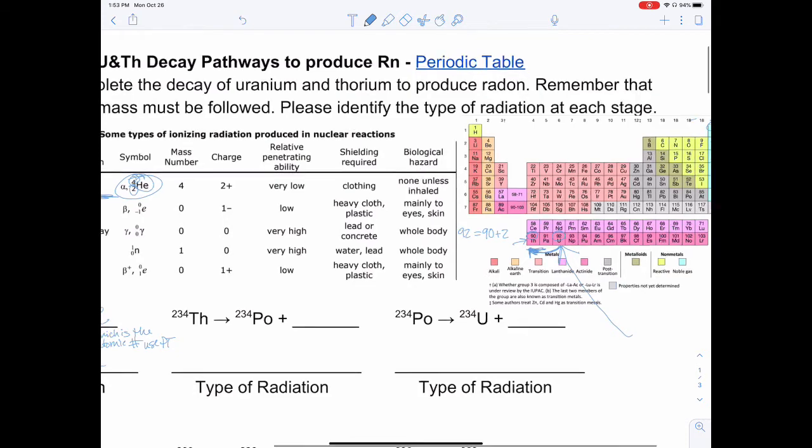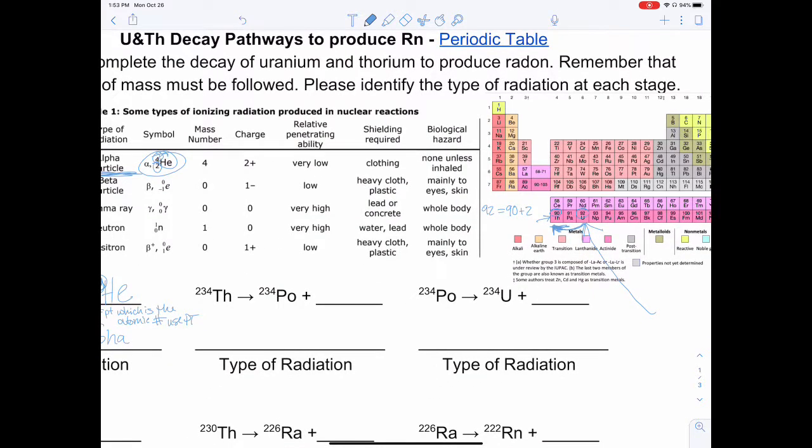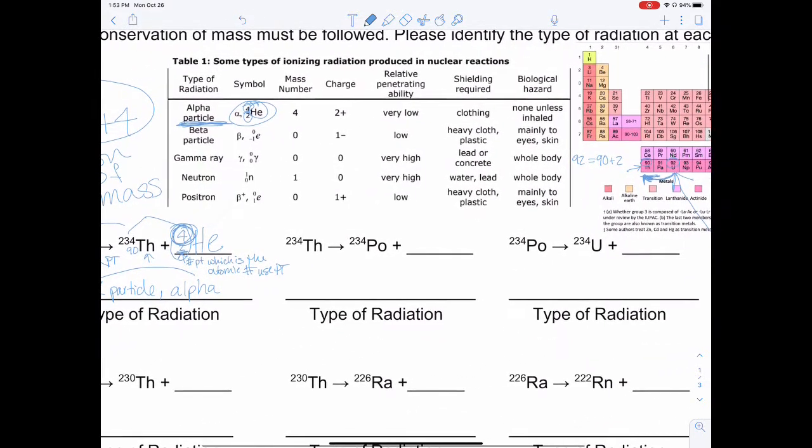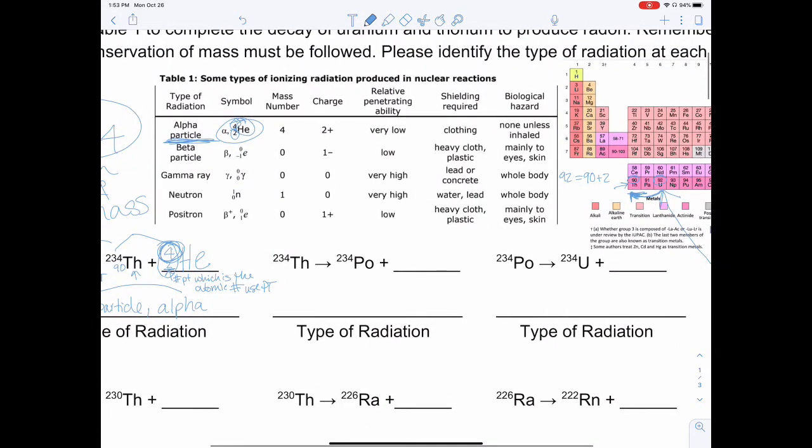Now, the thorium, if you look here, oh, that's the same. No, it's not. So the thorium here now has a mass of 234, and it undergoes a decay that produces something that also has a mass of 234. So we did not lose any mass, but the identity changed. This changed from thorium to polonium.